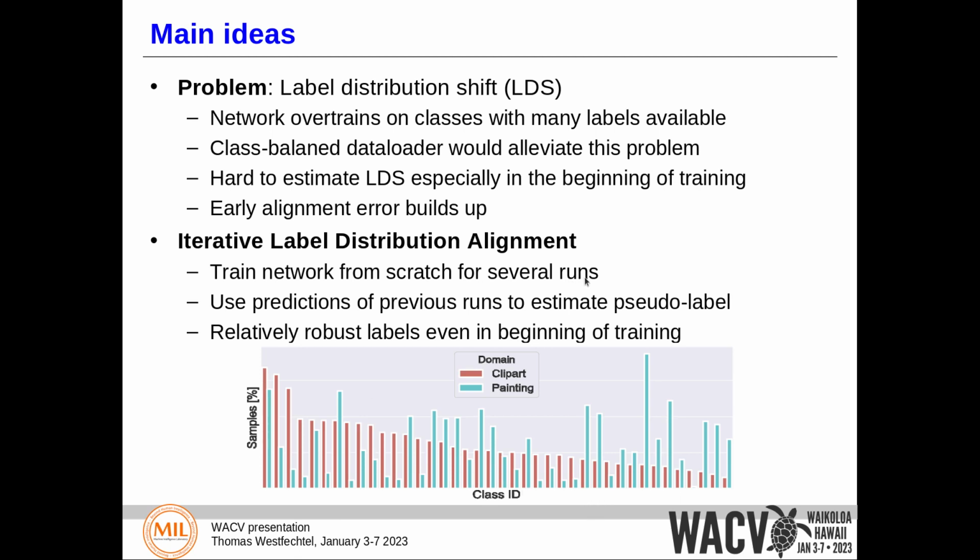So that's why we introduce an iterative label distribution alignment. We train the network several times and use the predictions of previous runs as pseudo labels for the data loader. With this, we can have a relatively robust, relatively class-balanced data loader even early on in the training.